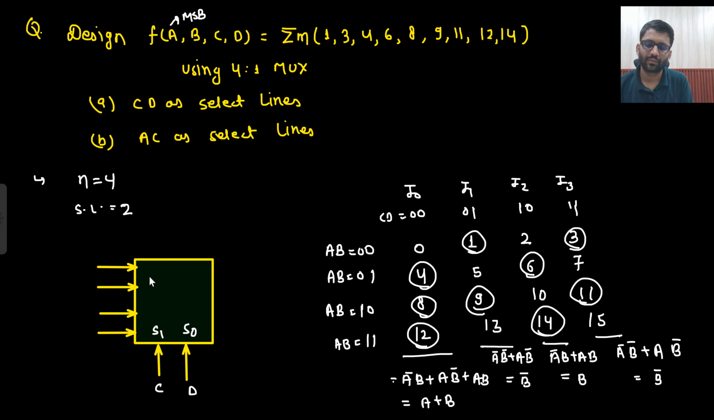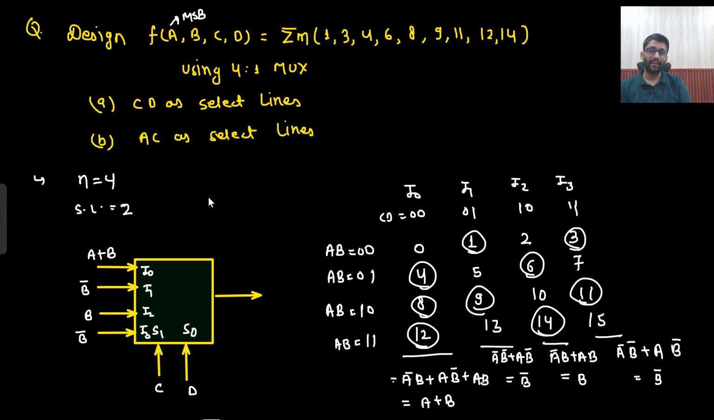I0, I1, I2, I3. So CD is there. So I0 is A plus B. I1 is B bar. I2 is B. And I3 is B bar. So that's how you will make it.